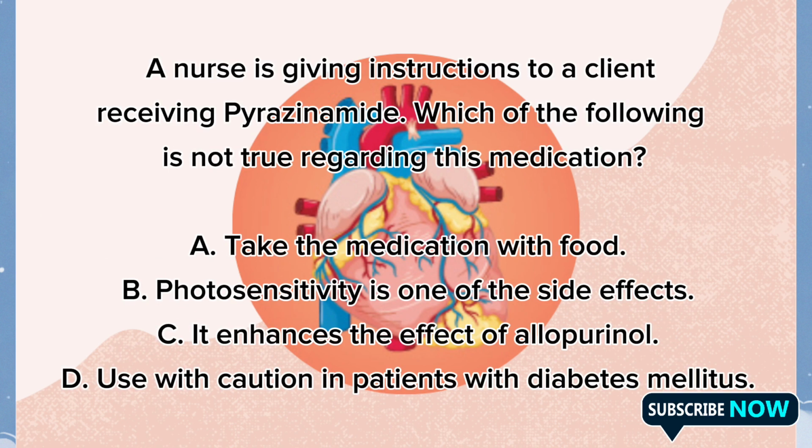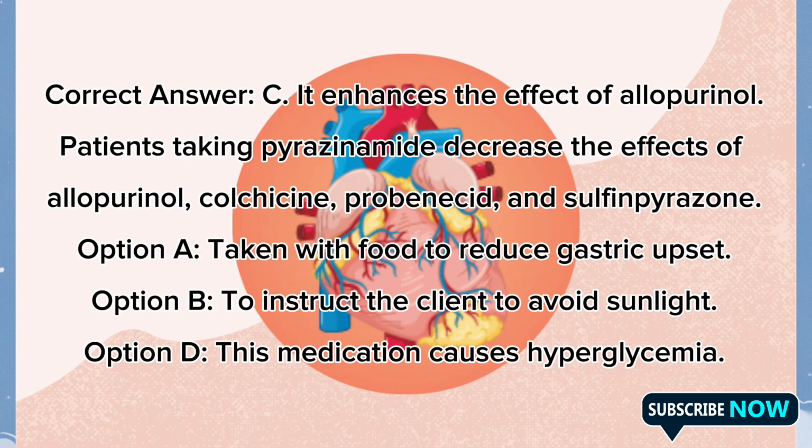A nurse is giving instructions to a client receiving pyrazinamide. Which of the following is not true regarding this medication? Correct answer, C. It enhances the effect of allopurinol. Pyrazinamide decreases the effects of allopurinol, colchicine, probenecid, and sulfinpyrazone.